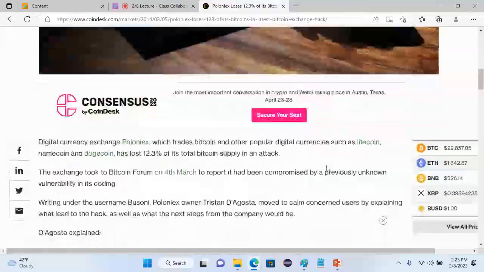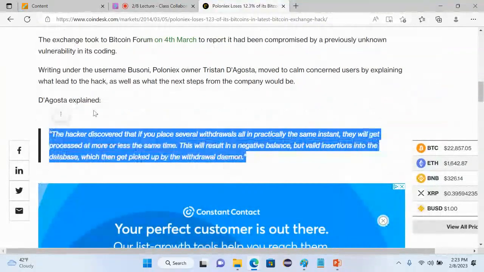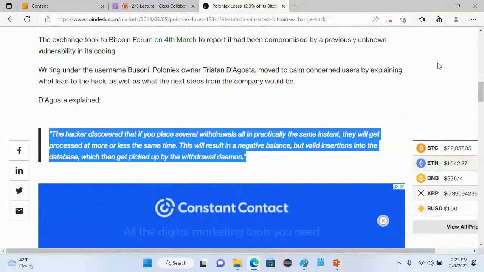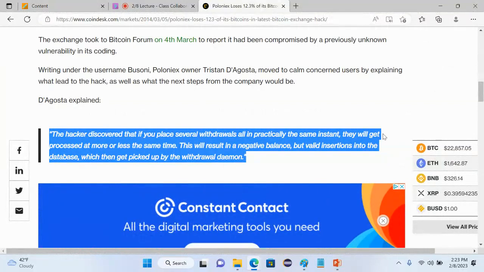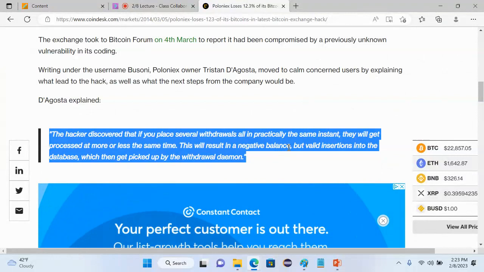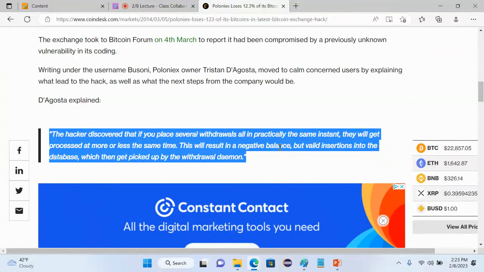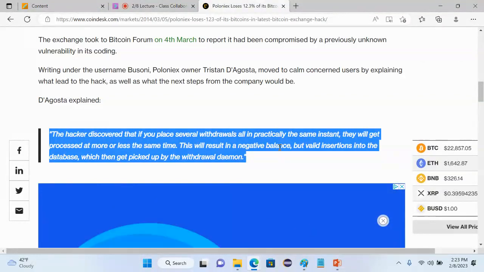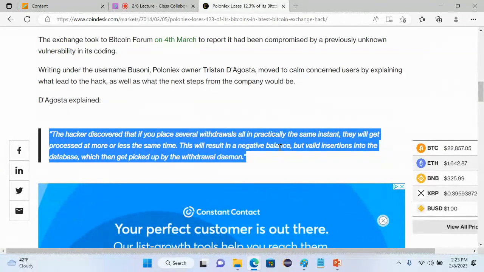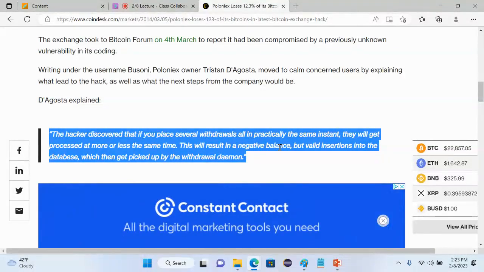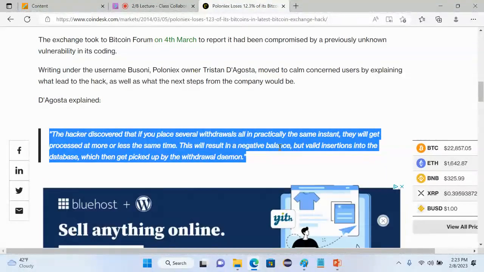So if we scroll down a little bit, you can read the key text here. The hacker discovered that if you place several withdrawals all in practically the same instant, they get processed at more or less the same time. This will result in a negative balance, but valid insertions into the database. So what happens is exactly that problem that I was talking about with the ATMs. They had a governing process, but it was calibrated to work in milliseconds. The hackers figured out a way to launch a bunch of transaction requests within microseconds. Their governor process was flawed.